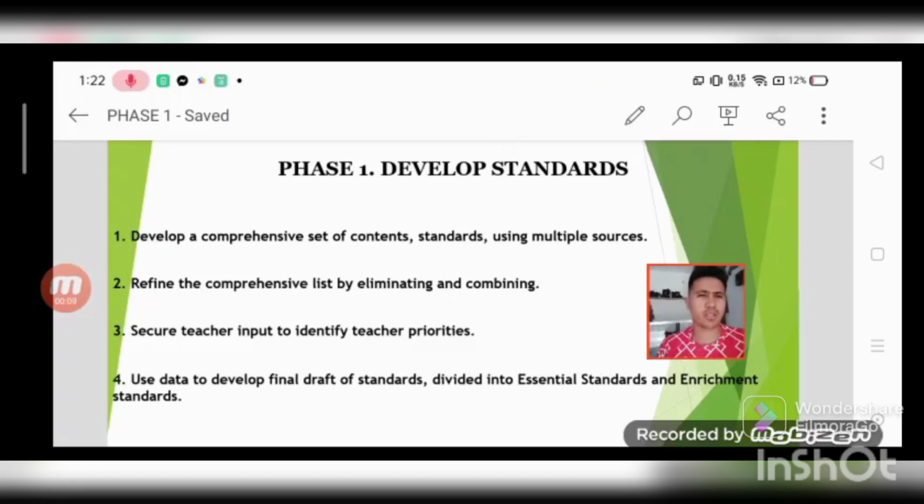Phase 1 Development Standards. Number 1. Develop a comprehensive set of content standards using multiple sources. Number 2. Refine the comprehensive list by eliminating and combining. Number 3. Secure teacher input to identify teachers' priorities. Number 4. Use data to develop final draft of the standards divided into essential standards and enrichment standards.